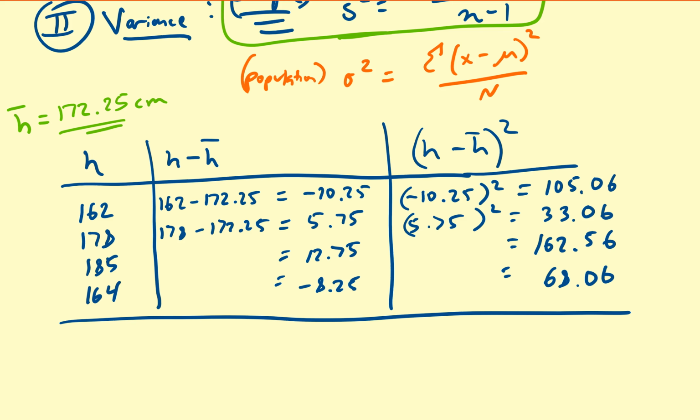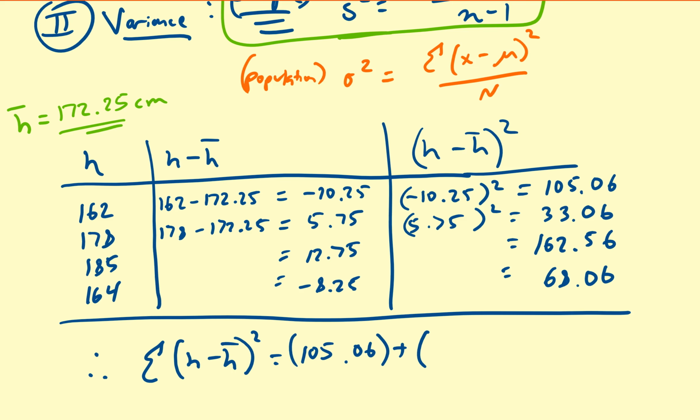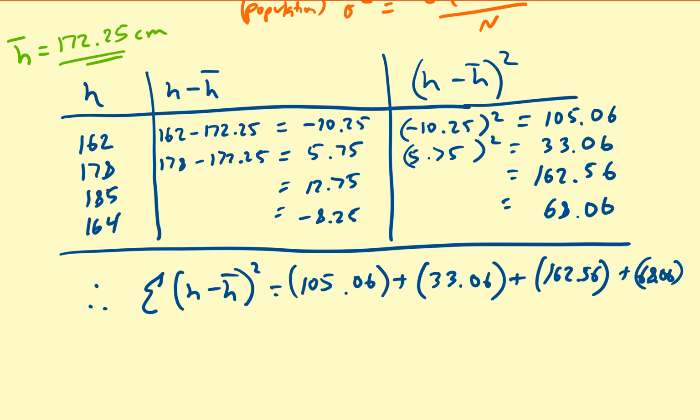Once you have that value, then we can sum up this last column. So the sum of h minus h bar squared is going to be equal to 105.06 plus 33.06 plus 162.56 plus 68.06. If you add up those values correctly, you should get that this is equal to 368.75 approximately.